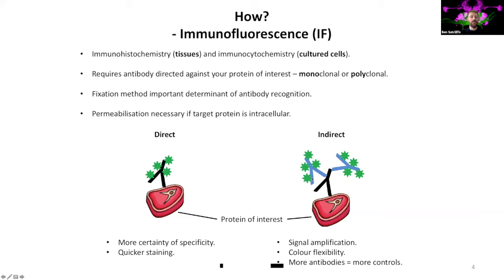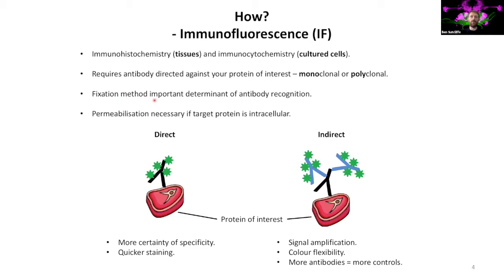So how will you actually go about doing this? Well, the most common method is immunofluorescence, which people typically just abbreviate to IF. This is called immunohistochemistry in tissues and immunocytochemistry in cultured cells. It requires an antibody against your protein of interest, which can be either monoclonal, directed towards a single epitope, and this is very specific, or polyclonal, so it can detect multiple targets on the protein of interest.